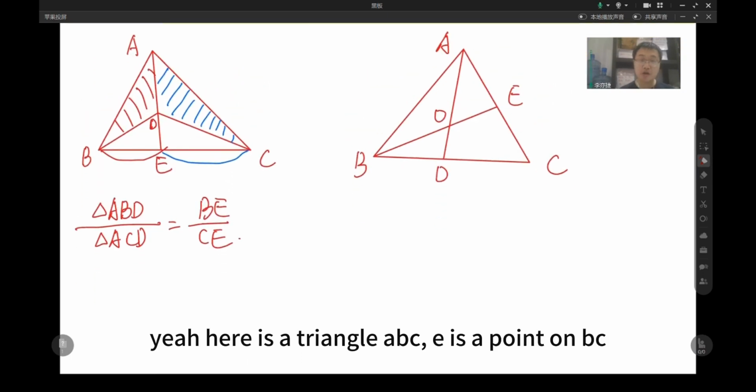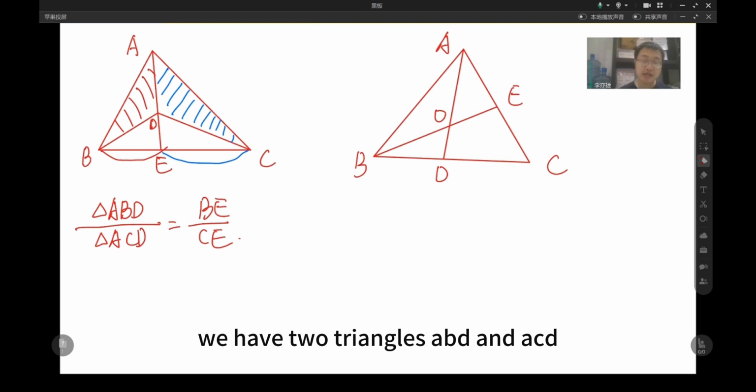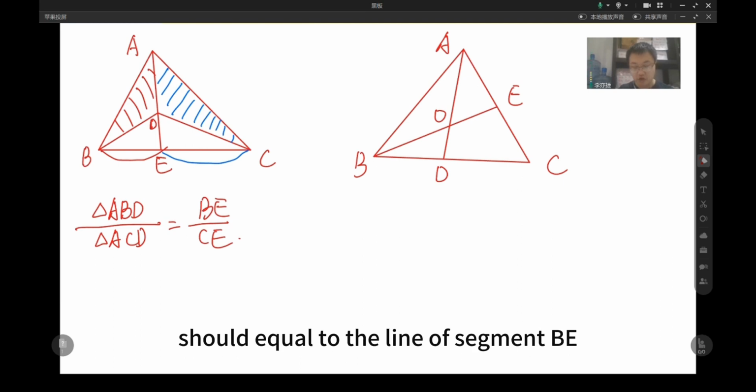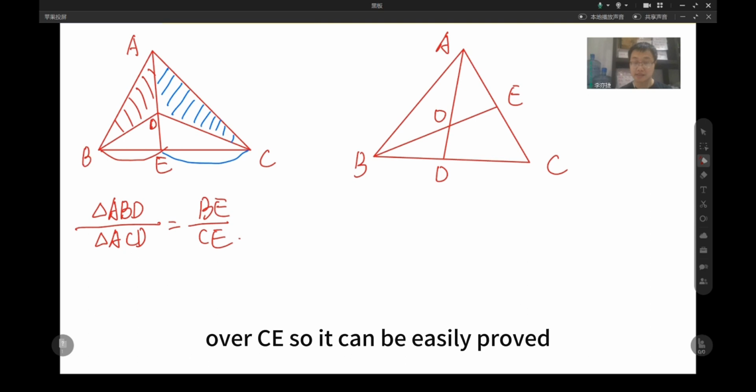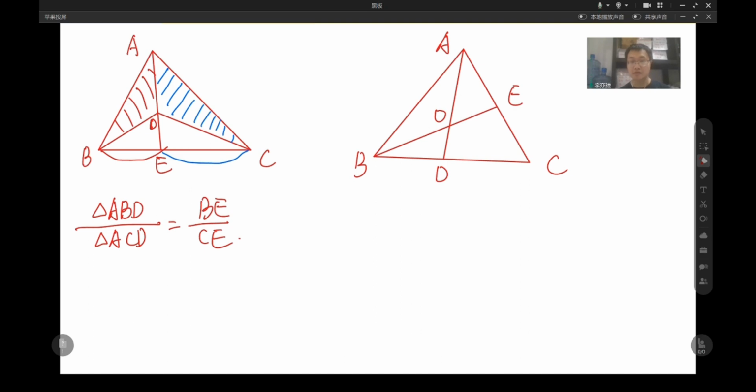Here is a triangle ABC. E is a point on BC and D is a point on AE. Then we connect BD and CD. We have two triangles, ABD and ACD. The ratio of the area of ABD over ACD should equal the ratio of the line segment BE over CE. It can be easily proved, so I will not waste time on this in the video. I think you all know it.